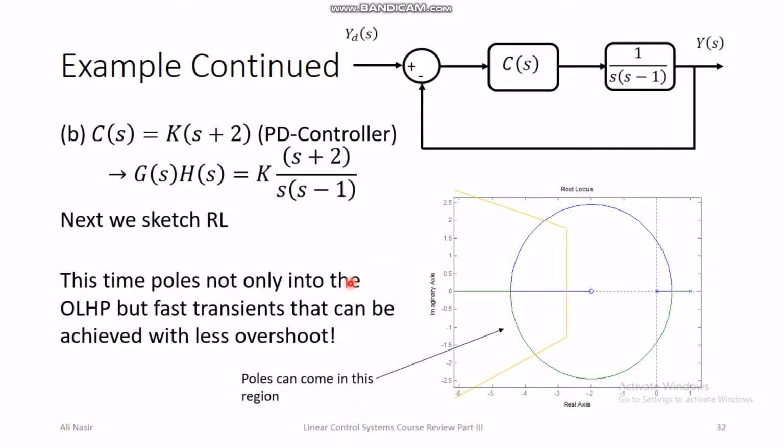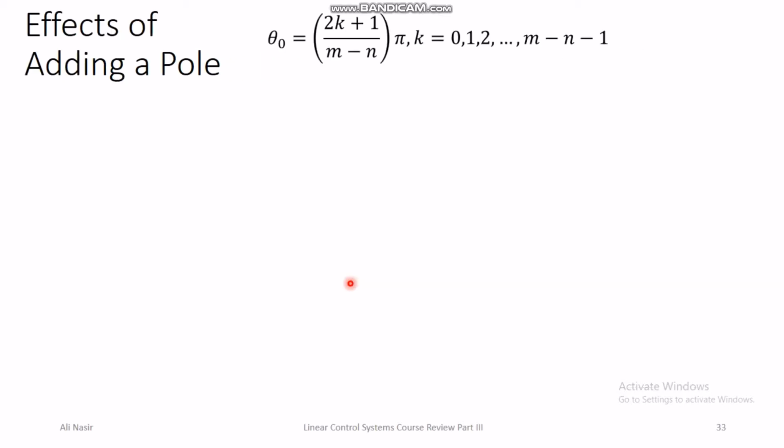So using root locus we can analyze whether a certain controller will work in achieving certain transient response characteristics or not. This is one of the key advantages of root locus that we will see when we review the controller design. Then we study the effect of adding poles and zeros using the root locus theory.